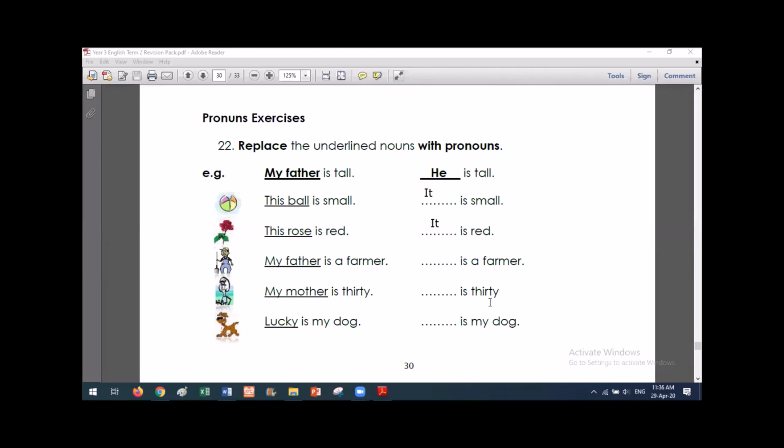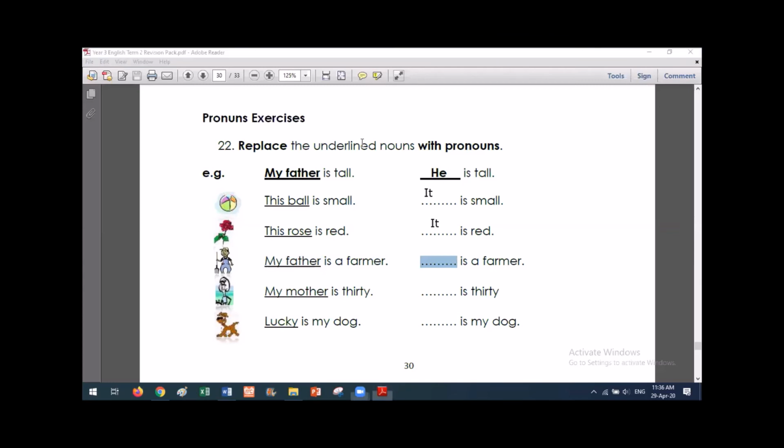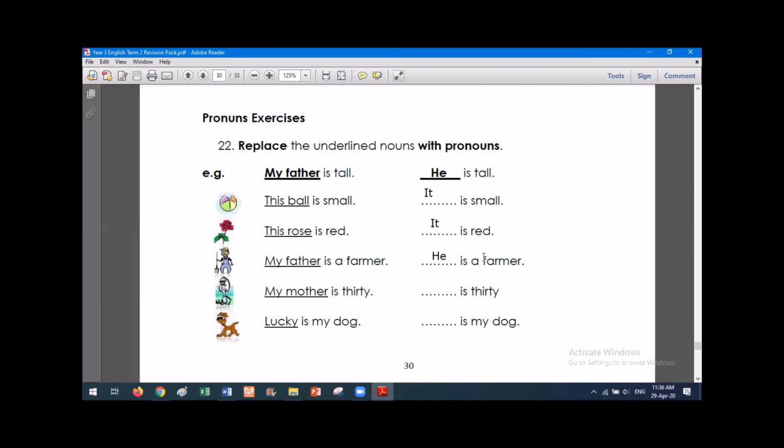We're going to do the next one here. Can you please read the sentence for me? My father is a farmer. Good. Now, how do we change my father? What pronoun do we use? He. Very good. Thank you. So we write he. Can you read the sentence now? He is a farmer. Excellent. Thank you, Montasser. Very, very nice.